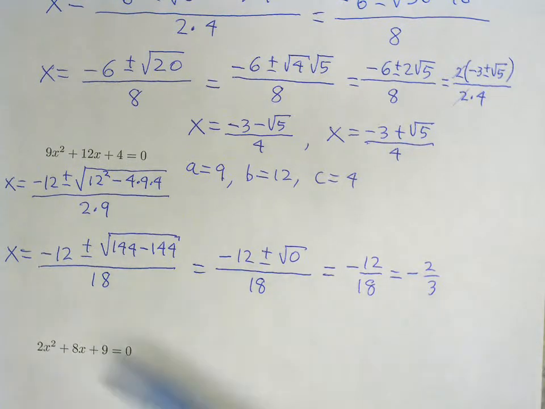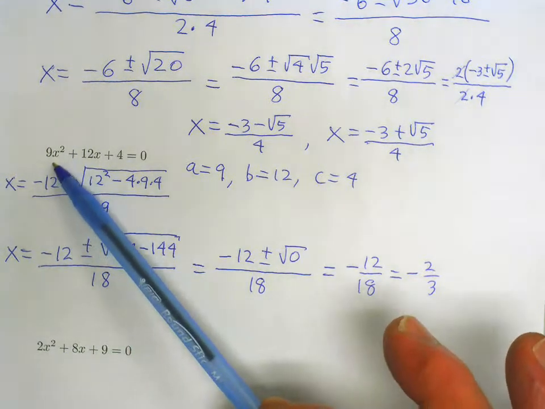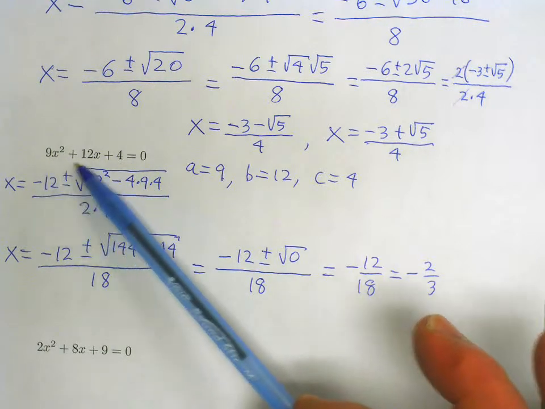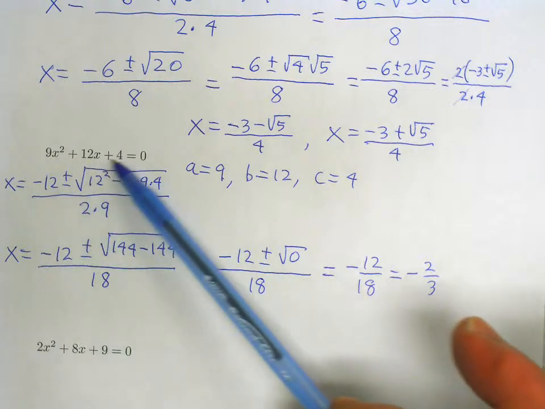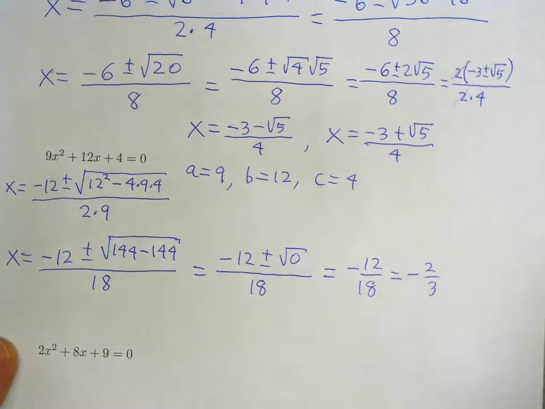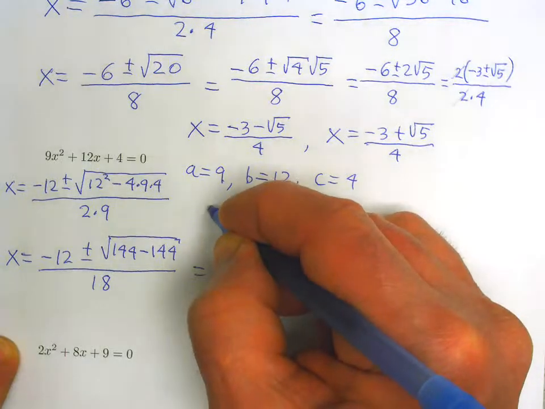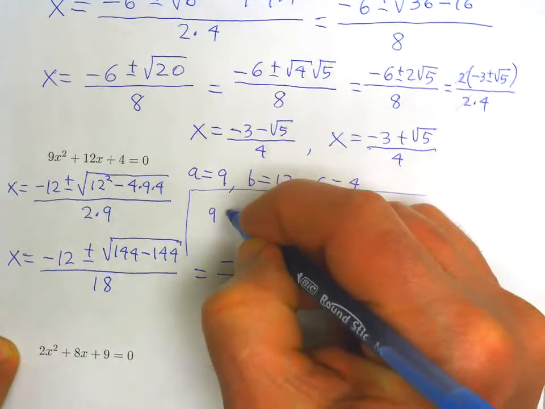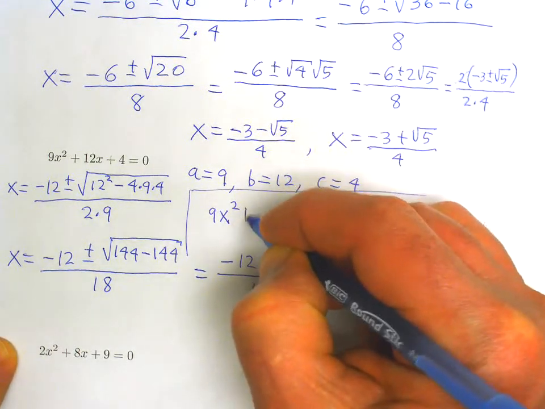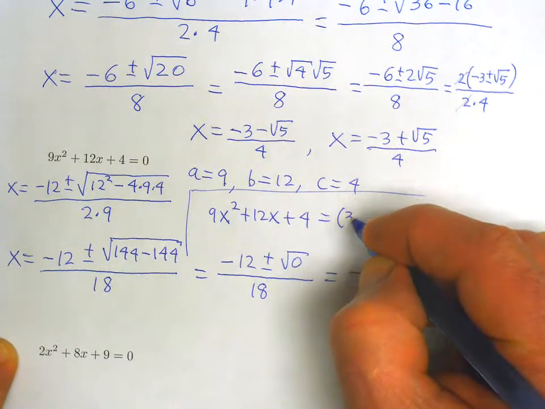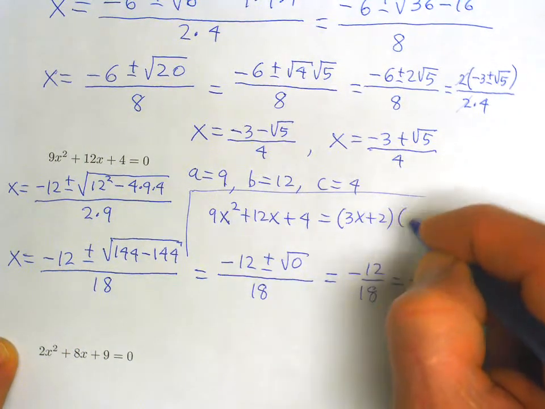Okay, so that means that the trinomial, since the greatest common factor of all three terms in the trinomial is 1, is a perfect square trinomial. So that means we could have solved by factoring. The two factors, I'll just write here in the middle, as extracurricular work. 9x to the second plus 12x plus 4 is equal to 3x plus 2 times 3x plus 2.